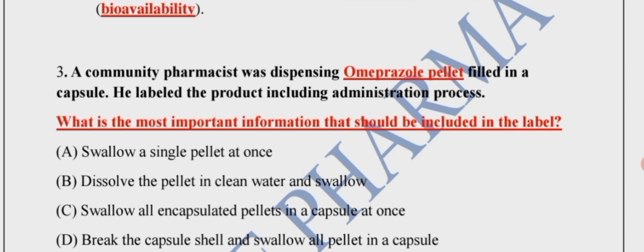The next question is: a community pharmacist was dispensing omeprazole pellets filled in a capsule. He labeled the products including the administration process. What is the most important information that should be included in the label አይደለ?